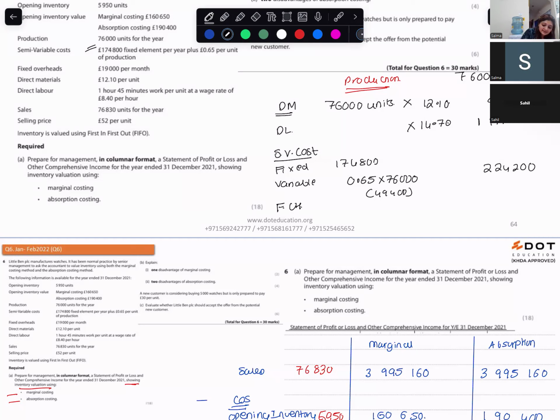Now your fixed overheads. It is 19,000 pounds per month. That does not change. So how much would your fixed overheads be? 19,000, read properly, per month. Okay, 19,000 times, what month is it? 12 months. So 19,000 times 12 is 228,000.